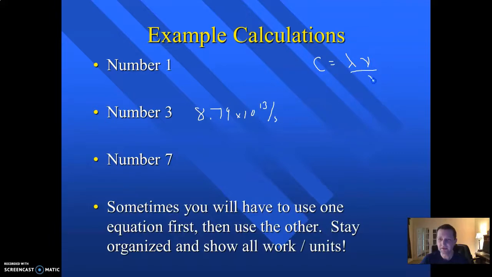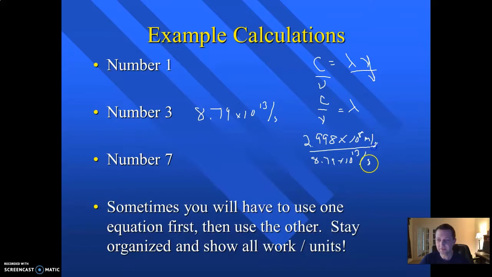So divide both sides by frequency like this. That goes away. So we have C over frequency equals lambda. Okay, from here on it's easy. Plug in what we have for C. It was 2.998 times 10 to the 8th meters per second over your frequency, which was 8.79 times 10 to the 13th per second. The seconds cancel here, per second, gives you your wavelength.